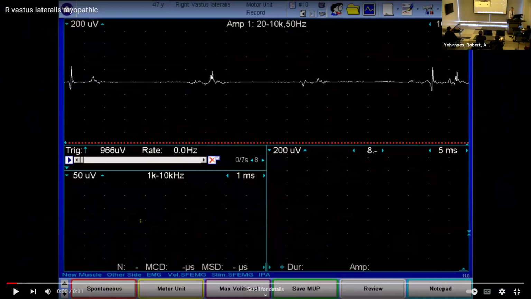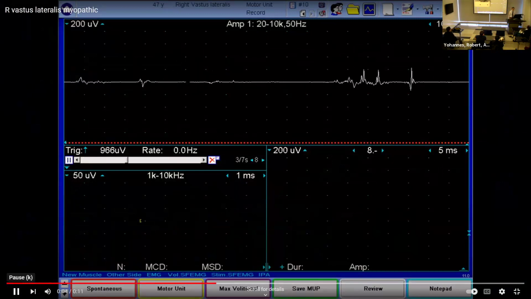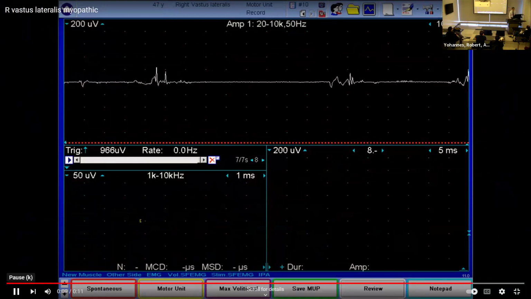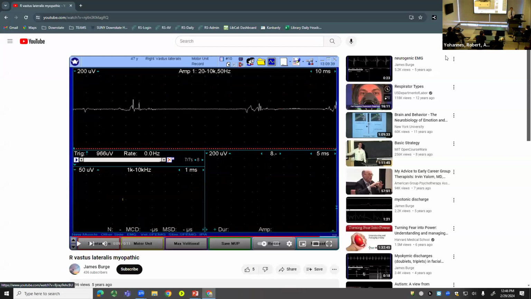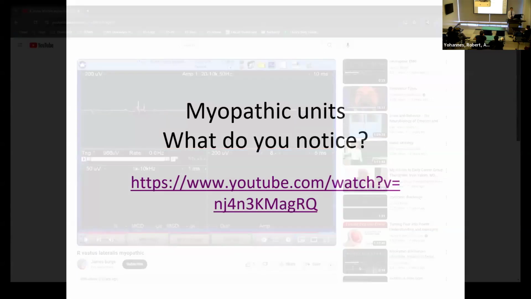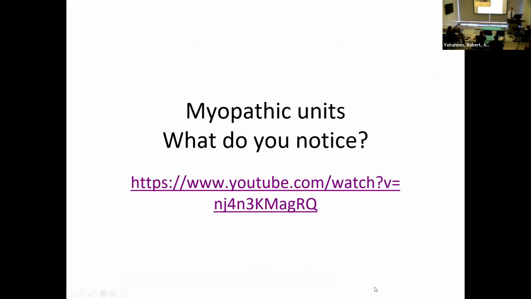Okay, when you see this, think of myopathy. Okay, so listen and watch. Okay, higher pitch, polyphasic, very small units. Those are half of the hallmarks of myopathic units. We'll get to another hallmark at the end. But in terms of the shape of the unit, that's what we're looking for. Okay. Any questions so far?